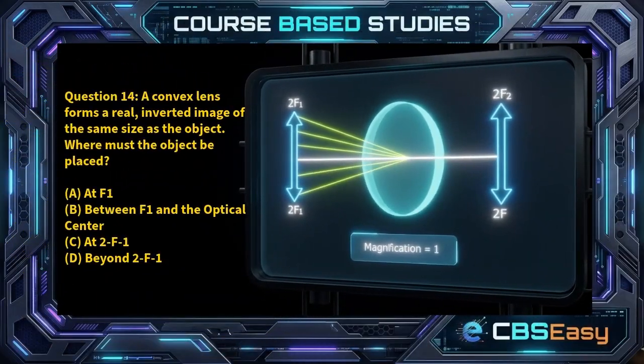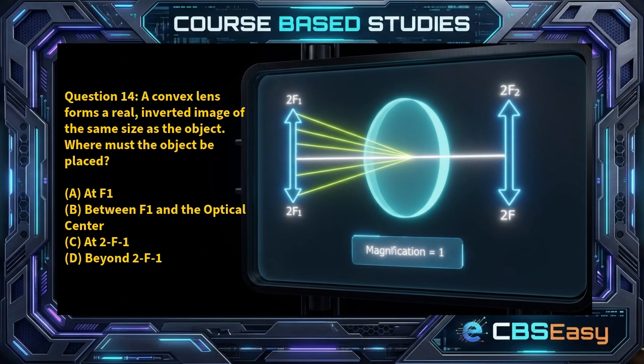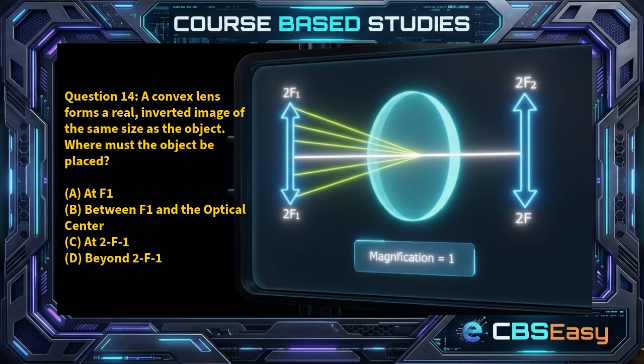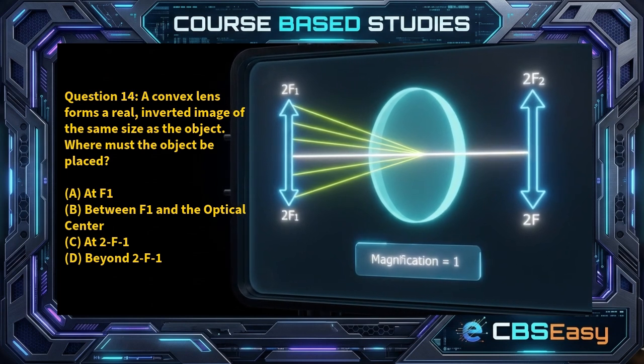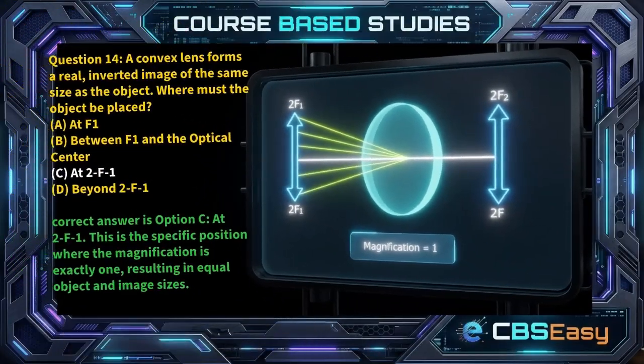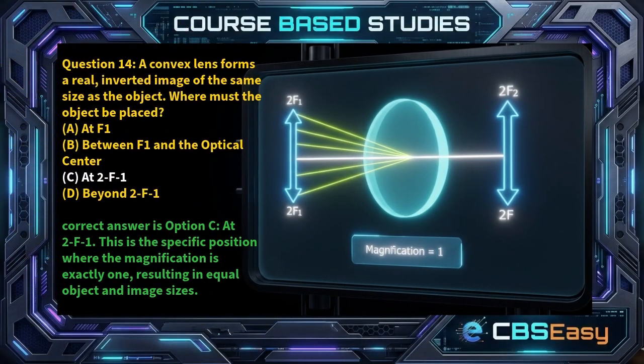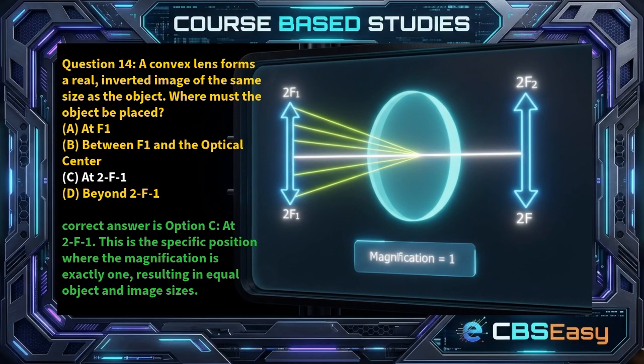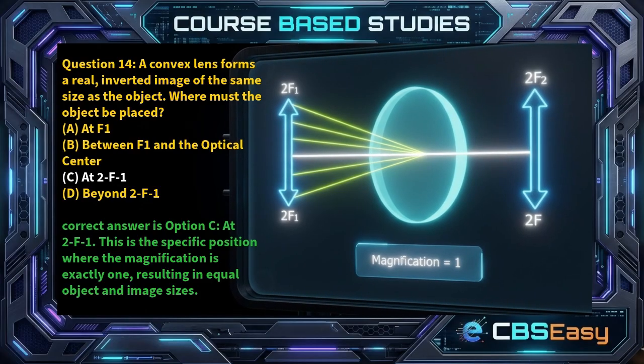Question 14. A convex lens forms a real, inverted image of the same size as the object. Where must the object be placed? The correct answer is option C, at 2f1. This is the specific position where the magnification is exactly 1, resulting in equal object and image sizes.